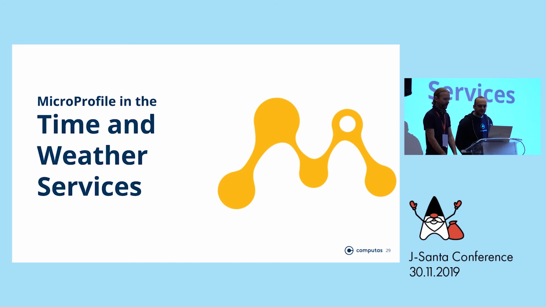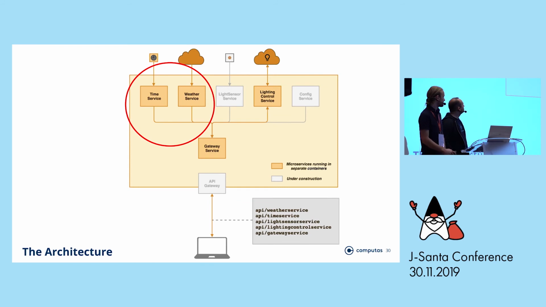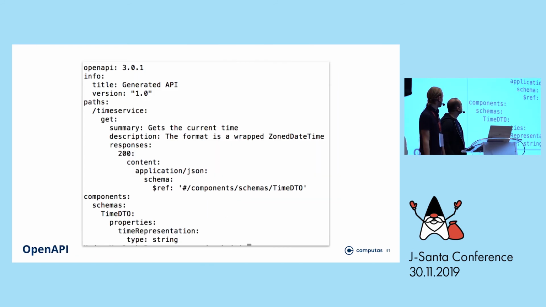Okay, so time and weather service. Let's do a quick one. This one, we're using quite some stuff we already talked about. These two services. Yeah, OpenAPI. How many of you are used to Swagger or OpenAPI? Swagger, yeah, good. OpenAPI is the standard for Swagger. So this is what is kind of behind.